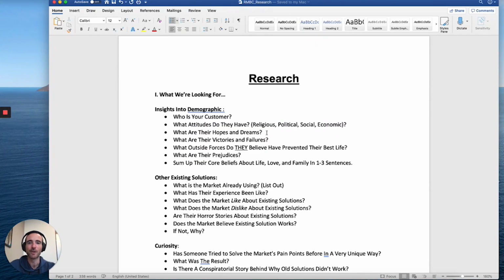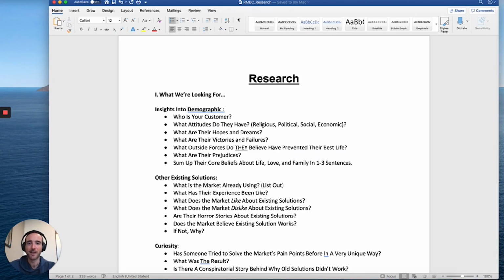Are they looking to retire at the age of 50, or 30, or 40? Are they hoping to live to be 100? Are they hoping to start a business and become a billionaire or a millionaire, right? We want to know what their hopes and dreams are. And we want to know about their victories and failures in life in general, but especially as it pertains to the product. So where have they, and their pain point too, I should say, right? So where have they been successful with their problems so far? And where have they failed? And we want to find all that and capture that information.